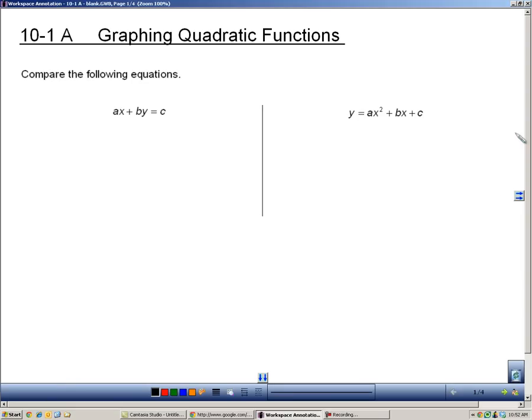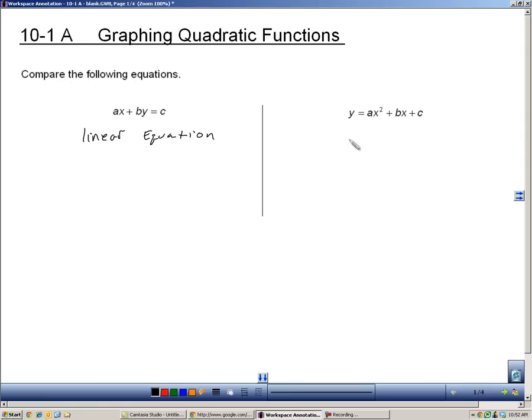Section 10.1a is going to be an introduction to quadratic functions, and we're going to start by learning to graph quadratic functions. Let's first compare these two equations. This one over here should look familiar to you. It's a standard form of a linear equation. It's what we learned about in chapter 5.